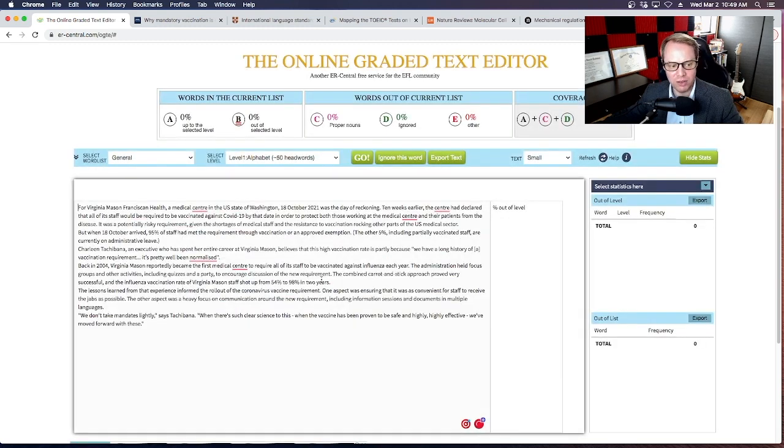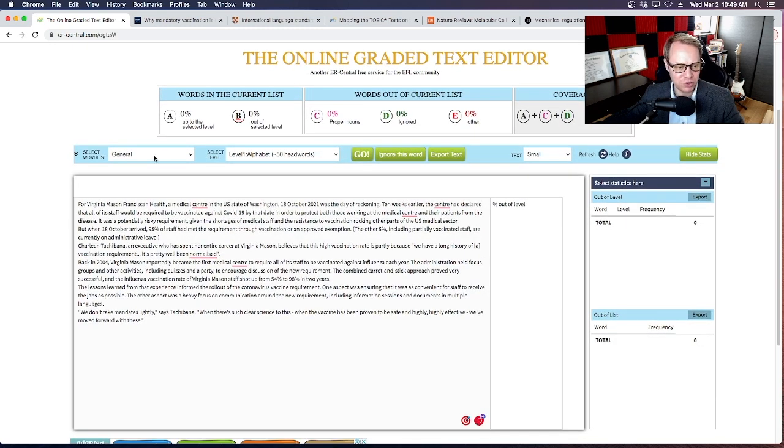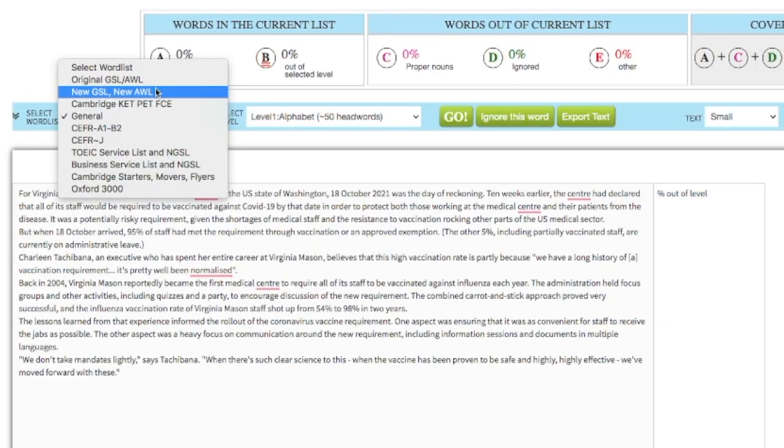Once this loads up, you have the option to choose from the general service list with the academic word list, the new GSL, and Cambridge. This is the general one, I'll show you that one in just a moment. And then we've got the CEFR level. Those are the CEFR levels that I talked about.